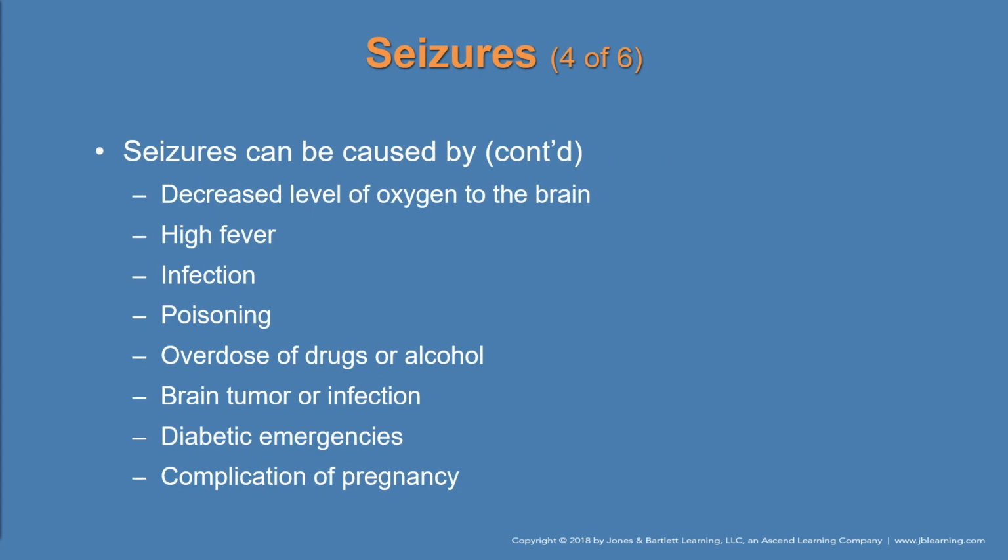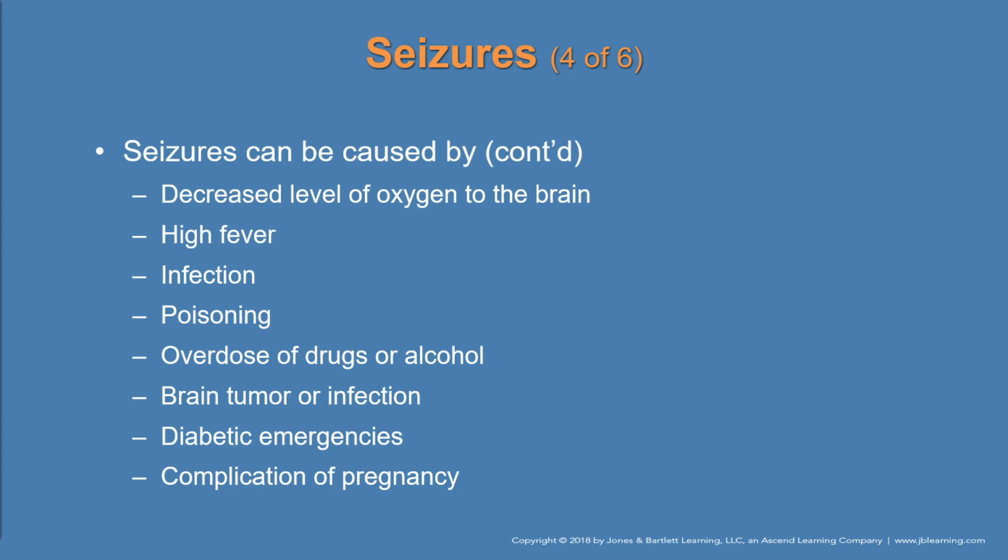So again, here are some things that can cause seizures. Hypoxia: one of the last things that your brain will do before it runs out of oxygen is just give a little shake and a little wiggle, and then you'll pass out. We talked about fever, infection that causes fever. Poisonings can sometimes cause seizures, mostly as a result of hypoxia. Overdoses, again, as a result of hypoxia.